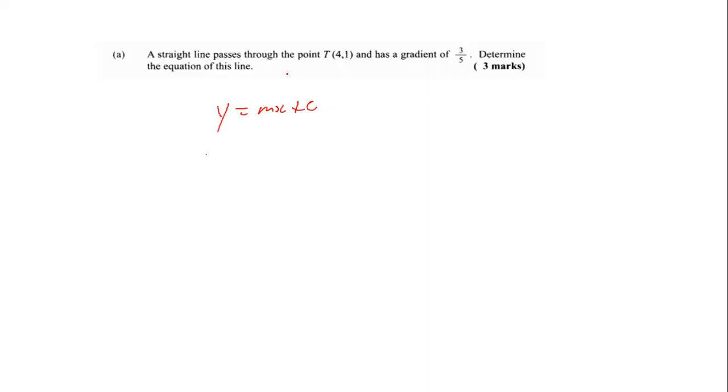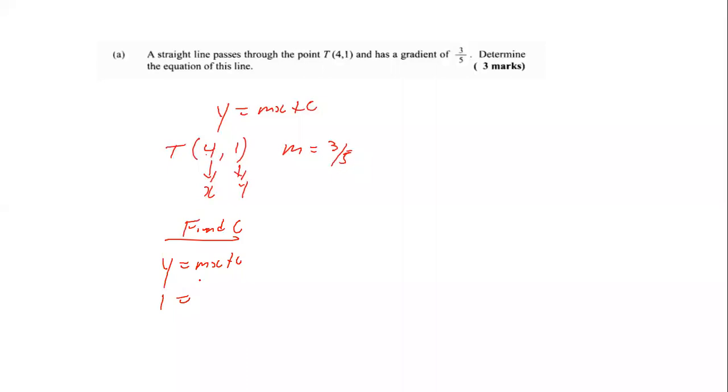So here, what we do is this. You have established that T is 4 and 1, and m is 3/5. This one represents x, this represents y, all right? And you want to write the equation. So first of all, you're going to find c, which is the y-intercept. So y is equal to mx plus c. Wherever we have y, we put 1. Wherever we have m, we put 3/5. Wherever we have x, we put 4, plus c.